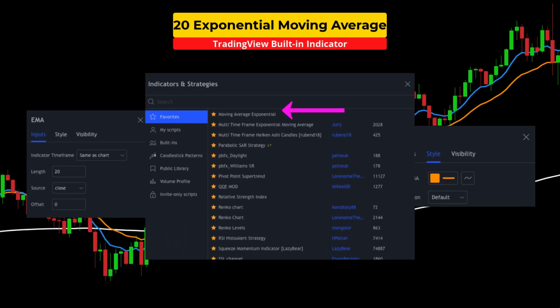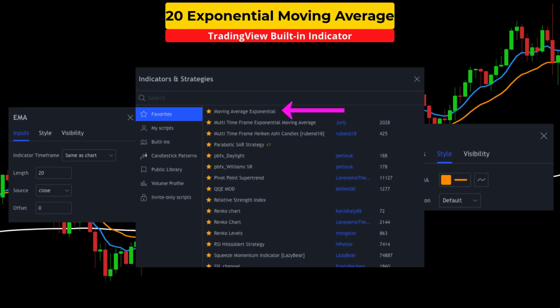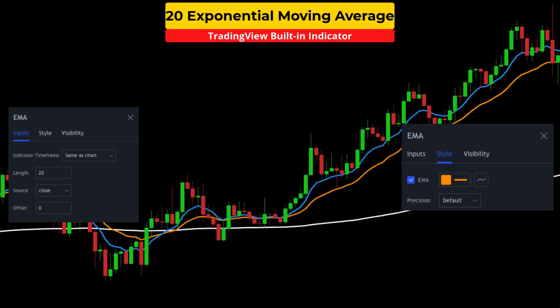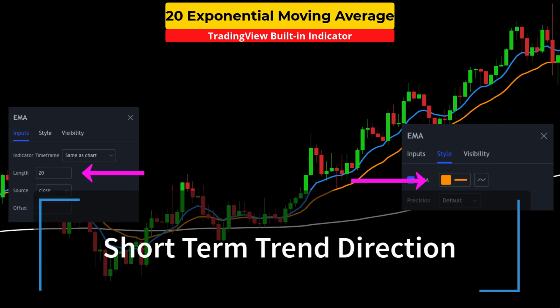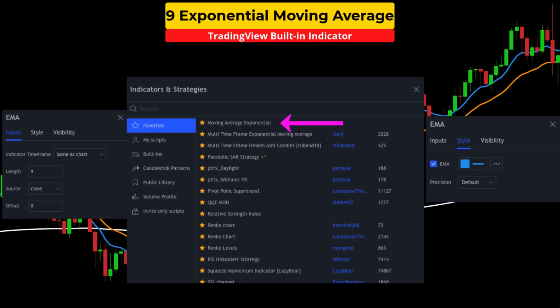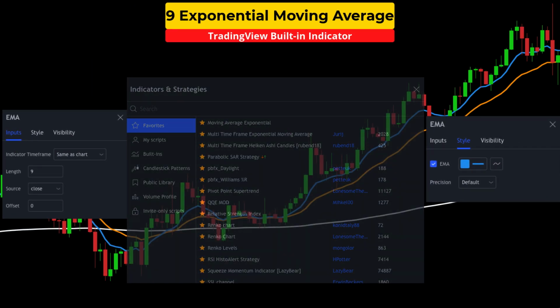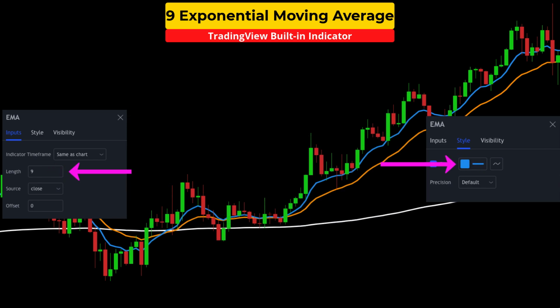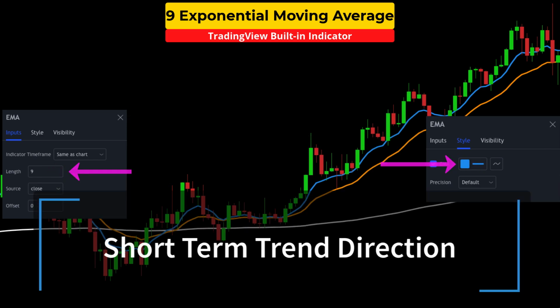The second free TradingView indicator is the 20 exponential moving average. The length is set to 20. This study will assist in determining the short-term trend direction. The final study to add to the chart is the 9 exponential moving average. The length will be set to 9 and the line will be colored blue. The 9 EMA will work with the 20 EMA to confirm short-term trend direction.